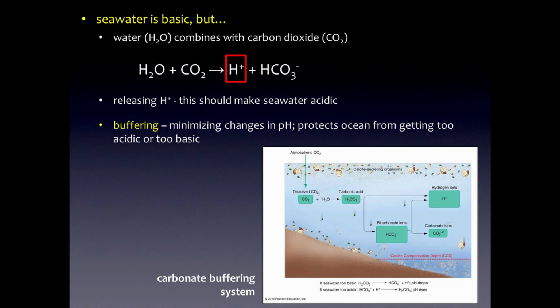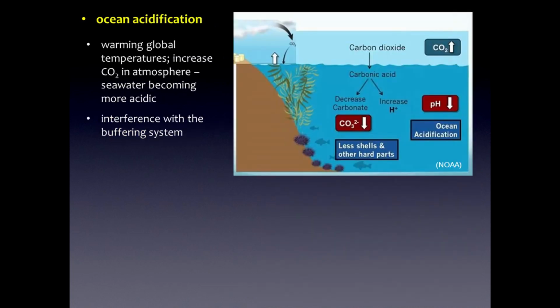So for most of the time in the past history, this buffering system has worked really well. We're starting to see it breaking down now in the present day. What's happening is we're starting to see ocean acidification. The ocean water is starting to become less basic and is becoming more acidic. What is this believed to be tied into? It's believed to be tied into warming global temperatures.